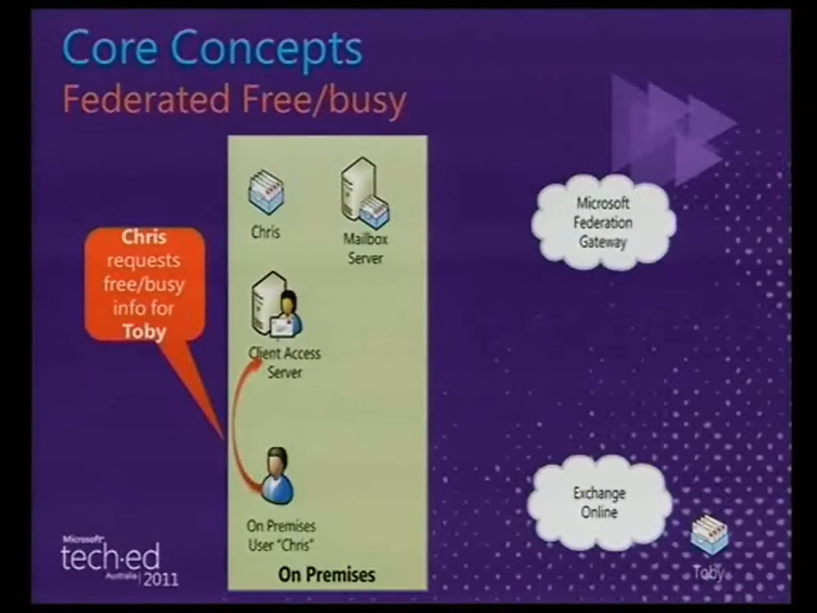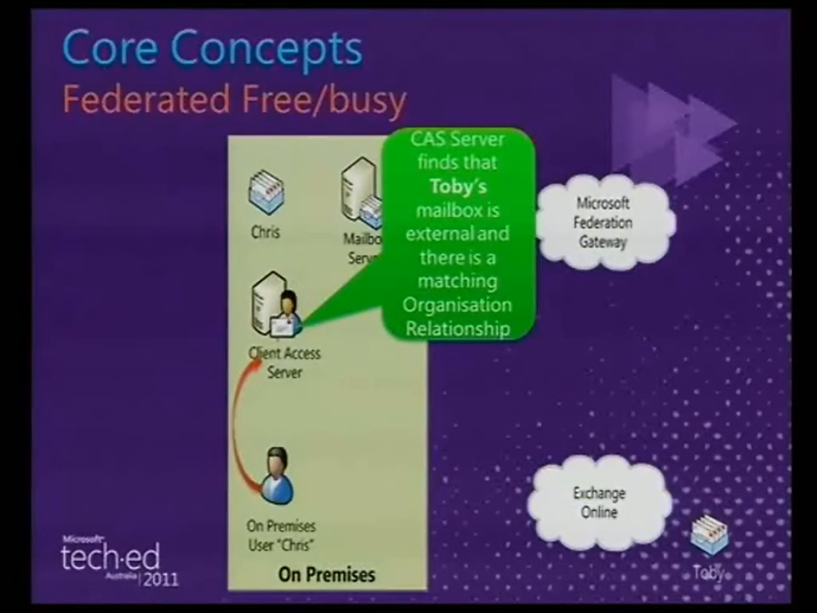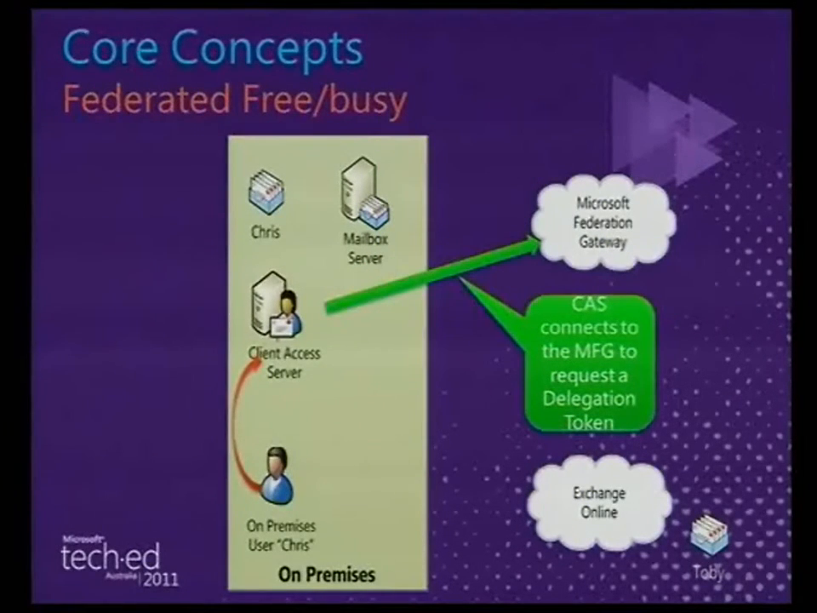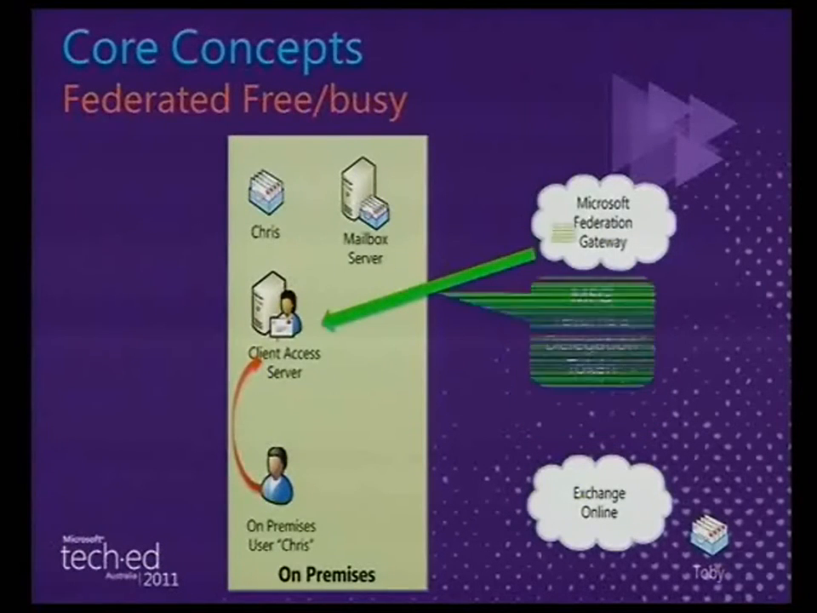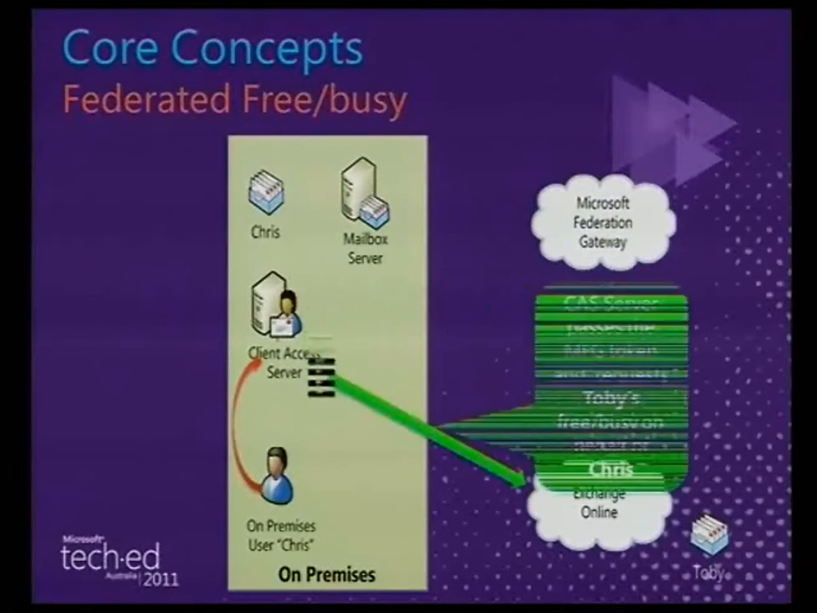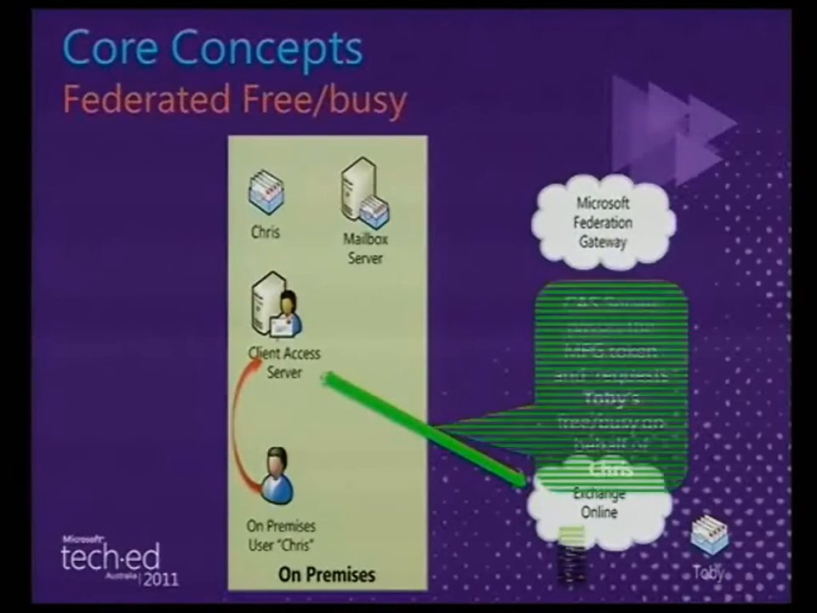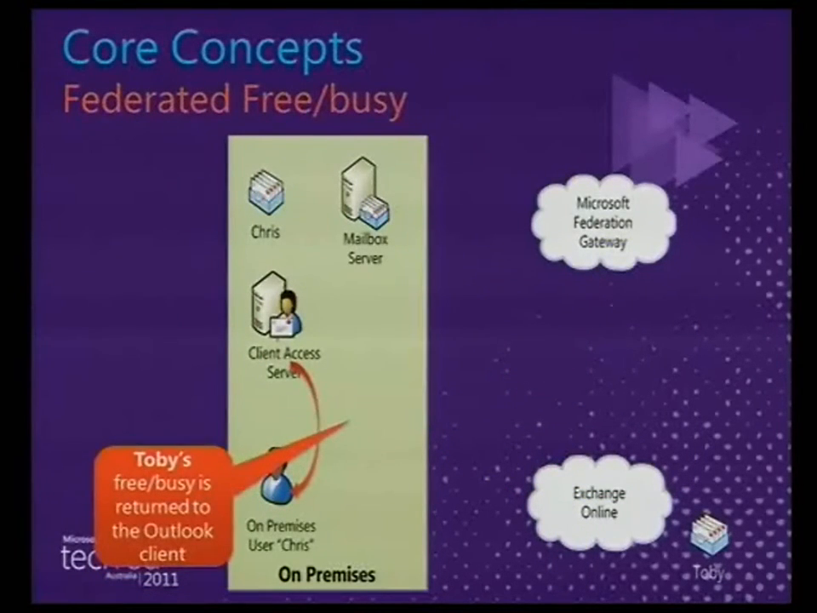If we add the scenario of using Exchange Online, and we're now going to the cloud, it's a similar process. Essentially, Chris's Outlook client will speak to his CAS server. The CAS server sees that Toby's a user in the cloud, but that there is an organization relationship. We're going to go into the organization relationship a little later on, including how that is set up, what an organization relationship is, and how the federation with the Federation Gateway works. It sends a request for a token to the Microsoft Federation Gateway. The gateway returns the token. The CAS server then appends that request to the token and sends it to Exchange Online. And the information is passed back to Outlook. Again, all the work is done by the CAS server, and it communicates with the Federation Gateway.